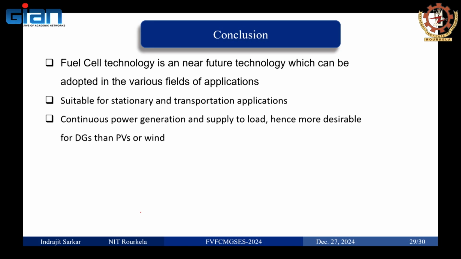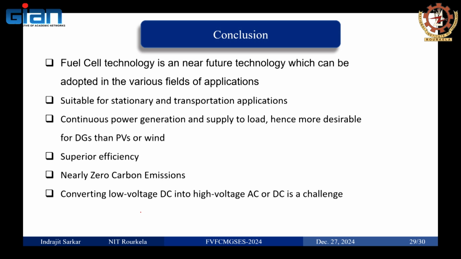Suitable for stationary and transport applications, people have already started using it. Continuous power generation and supply to load, hence more desirable for distributed generation. Continuous, it's there. Then PV and wind are very intermittent in nature, so that is why we are looking for alternate sources. Efficiency, we can say superior, we cannot say best, we can say superior. Carbon emissions are nearly zero. But what I mentioned in the last slide, converting low voltage DC into high voltage DC is a challenge, with a larger number of components, and costly in the current scenario.